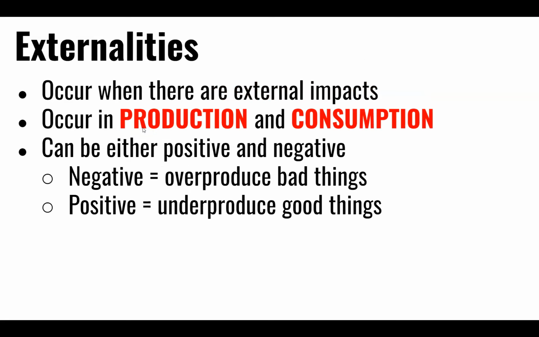So what are externalities? Externalities occur whenever there are external impacts of our behavior. They either occur when we are producing goods or when we are consuming goods. And those externalities can be either positive or negative. Keeping in mind that when externalities are negative, it means that we're generally overproducing something that is negative. And when they're positive, we tend to underproduce them.